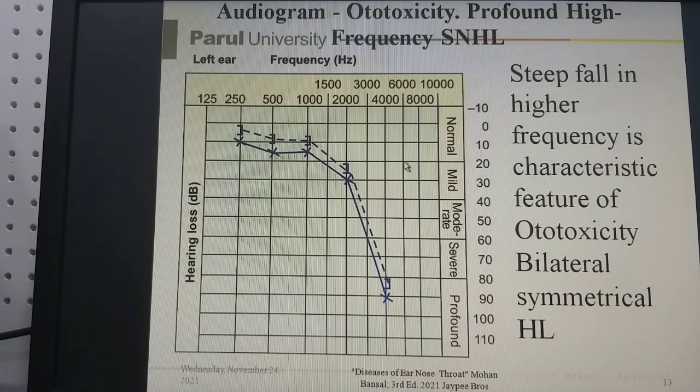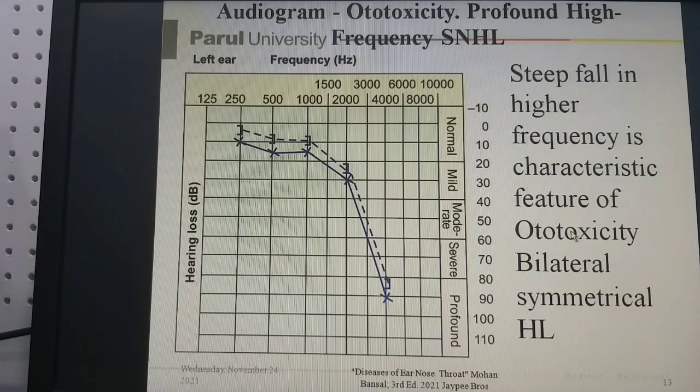Now this audiogram is showing you the high frequency profound hearing loss. You can read ototoxicity, profound hearing loss, but in the higher frequencies. In the lower frequencies, you can see it's almost normal. And there is a steep fall. This steep fall is the peculiarity or characteristic feature of ototoxicity. So steep fall in higher frequency is the characteristic feature of ototoxicity.